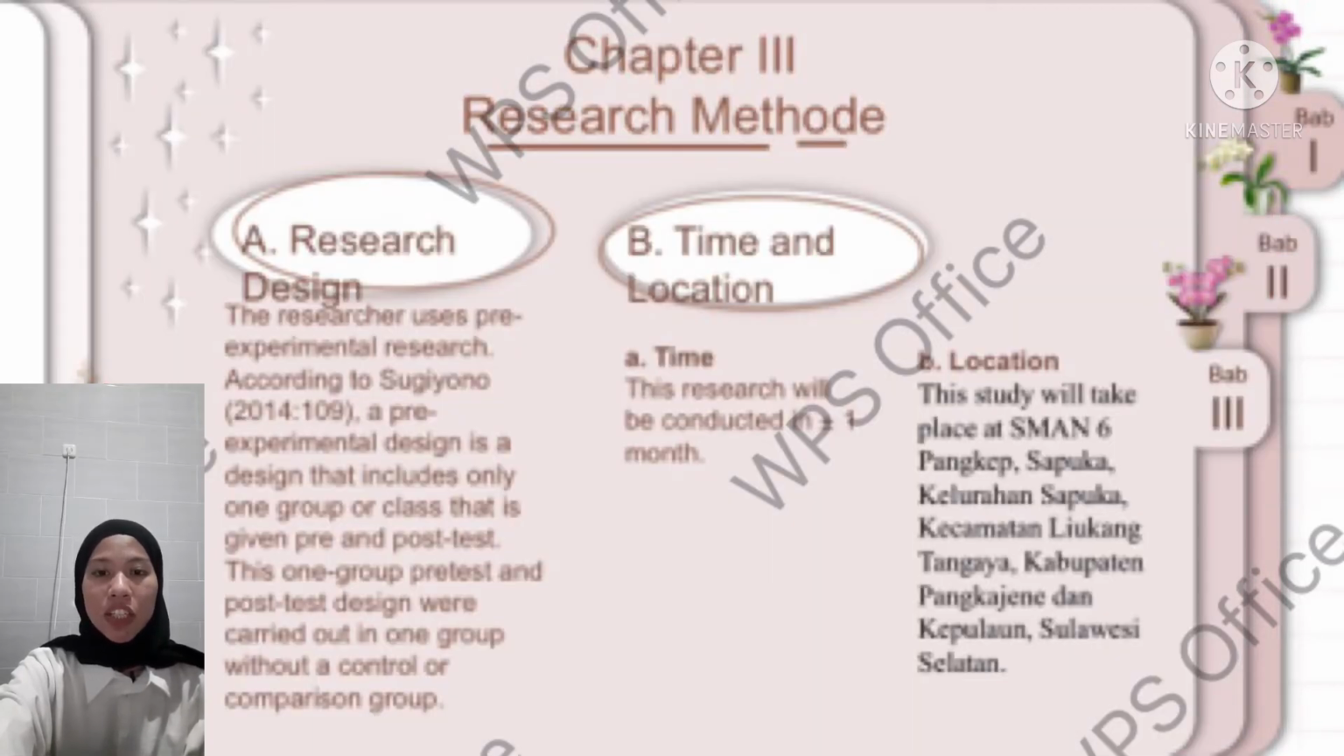Chapter 3. Research Method. A. Research Design. The research used pre-experimental research. According to Sugiyono, a pre-experimental design is a design that includes only one group or class that is given pre-test and post-test. This one group pre-test and post-test design was carried out in one group without a control or comparison group.